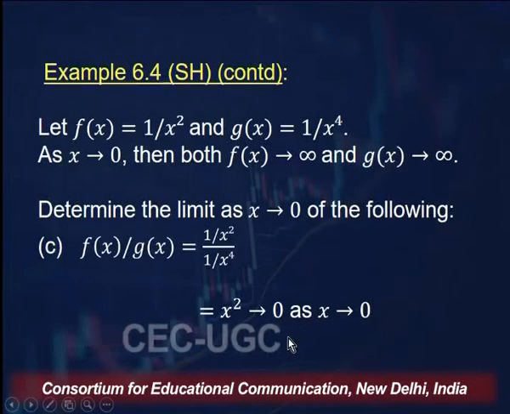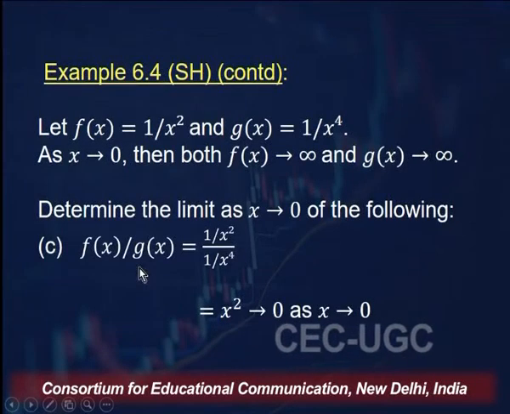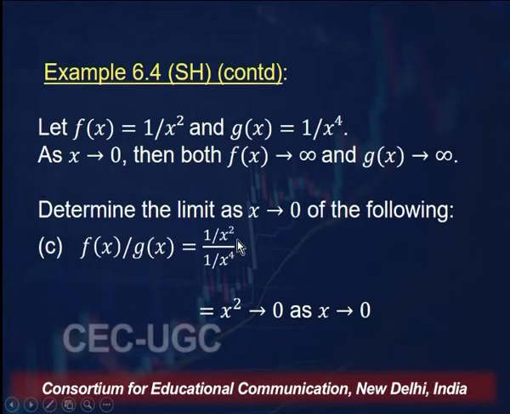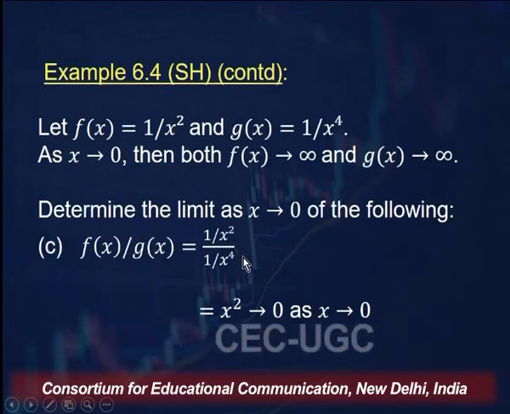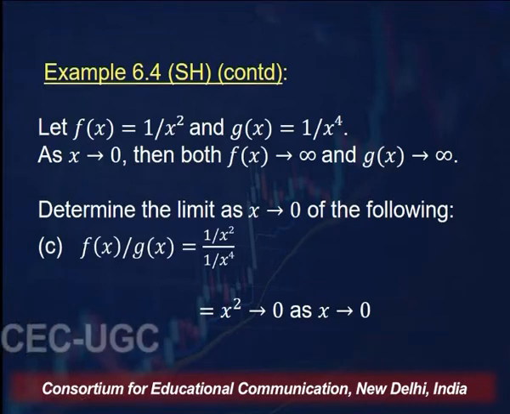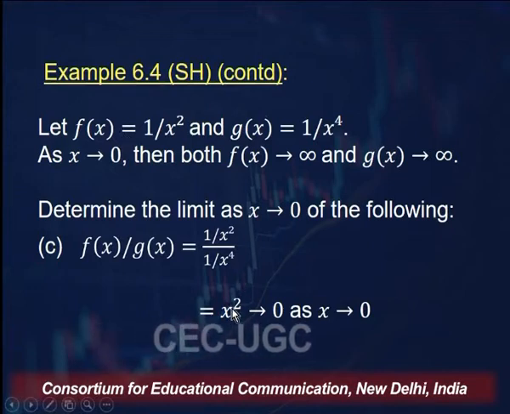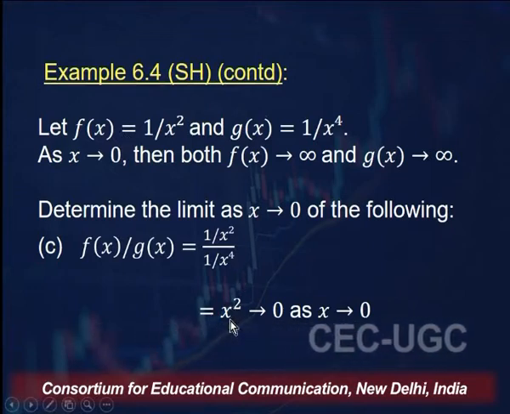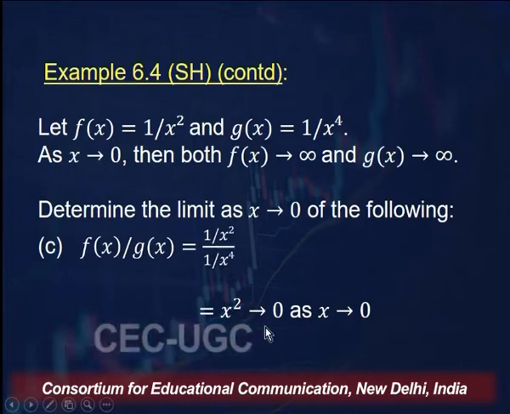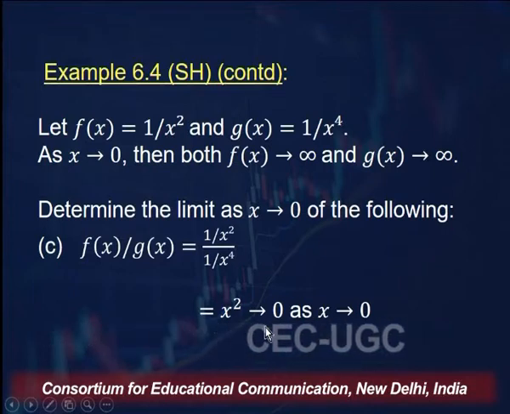The next part looks at the ratio f of x divided by g of x, and this is 1 by x squared divided by 1 by x to the power 4. When you cancel out the terms, you will get x squared, because x to the power 4 will come to the numerator. Yes, so it's x squared, and that clearly tends to 0 as x tends to 0.